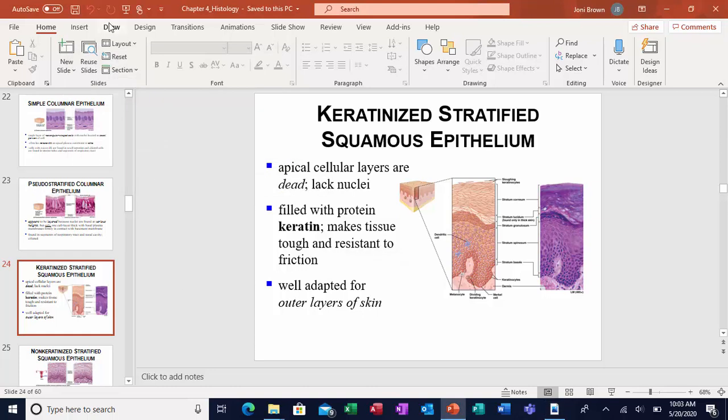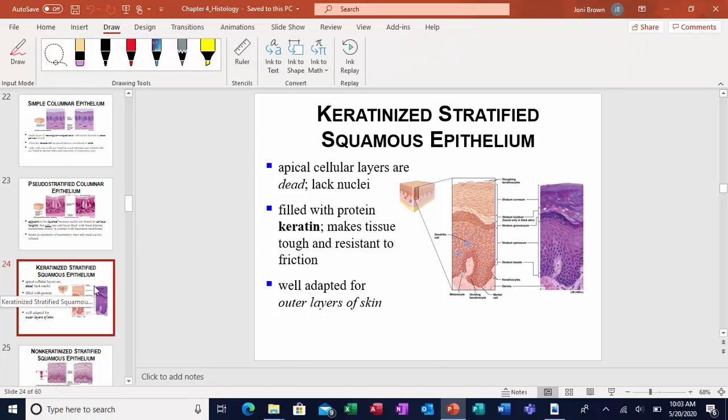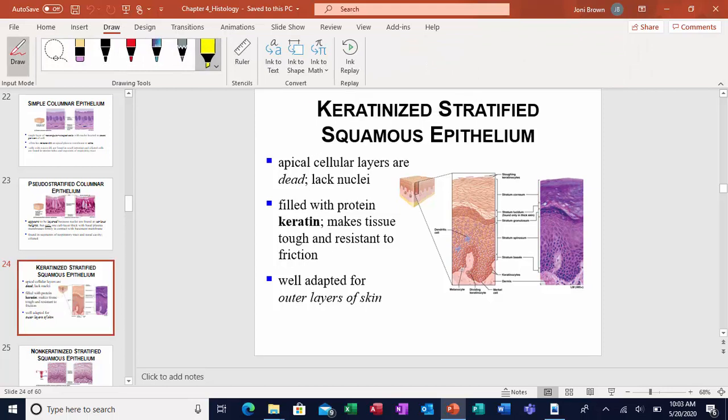Now we're moving to the stratified epithelium, which would be having more than one cell layer. And we start with what we call keratinized stratified squamous. The cells that are on the apical surface are dead. They are dead because they get filled with a protein called keratin that waterproofs and makes the tissue more resistant to friction. And you're going to find this in your outer layers of your skin.